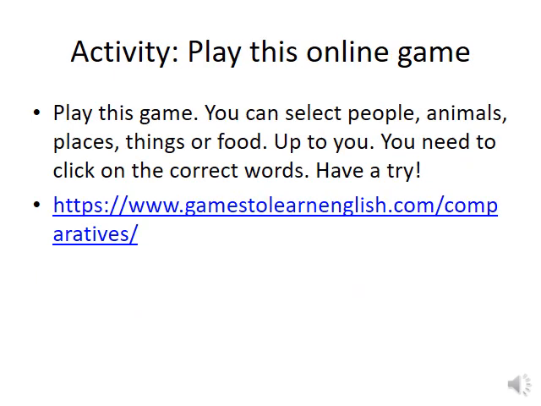Right, time to play a game. So there's this online game that I've found, and in this game you can select people, animals, places, things, or food. It's up to you. You choose what you're interested in, and then you need to click on the correct words and then enter them in the box. So have a try. This is going to practice both the right words to use and the right spelling of those words for comparing and contrasting.